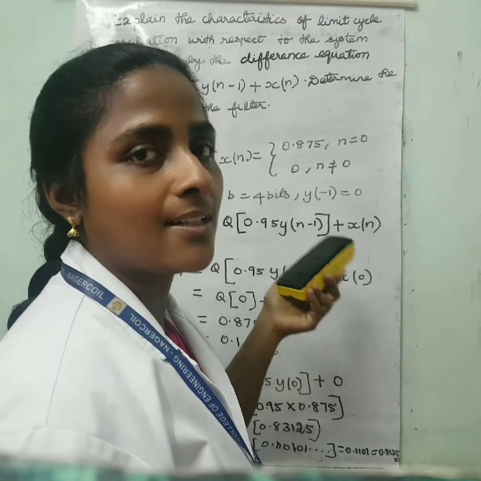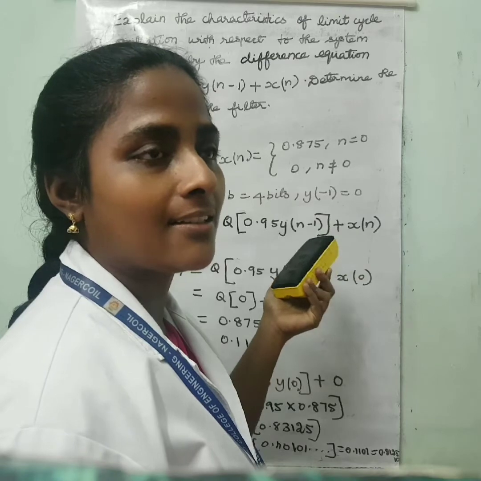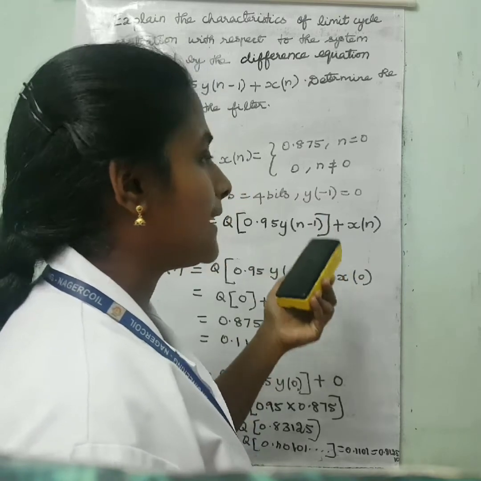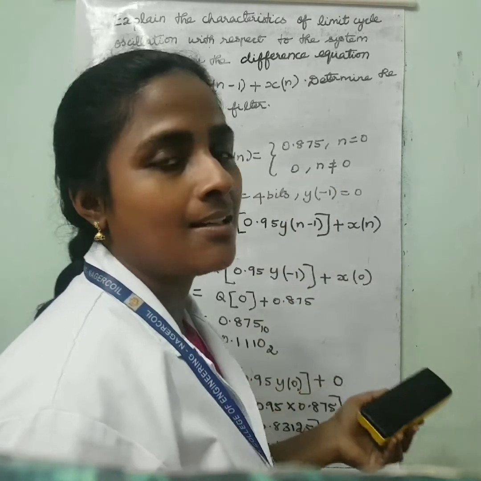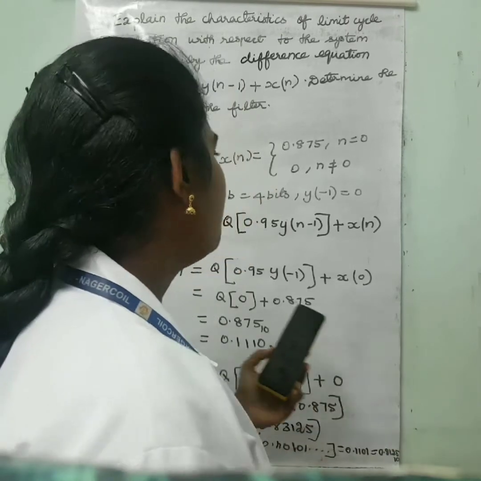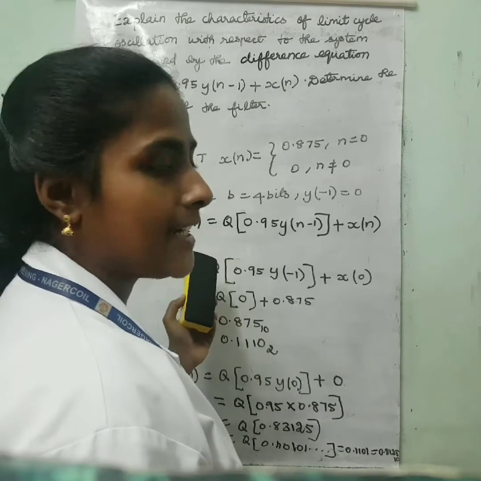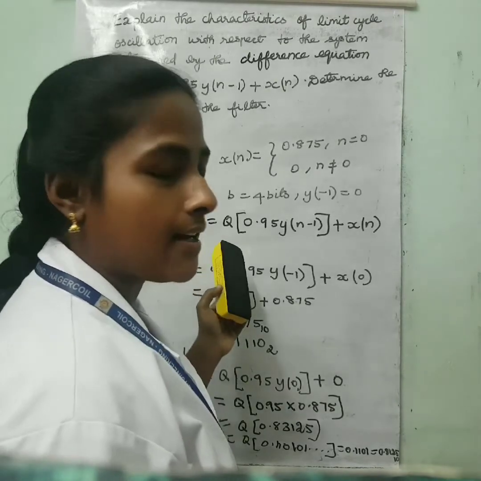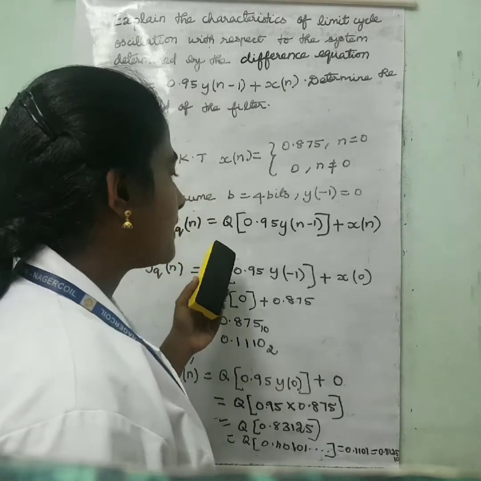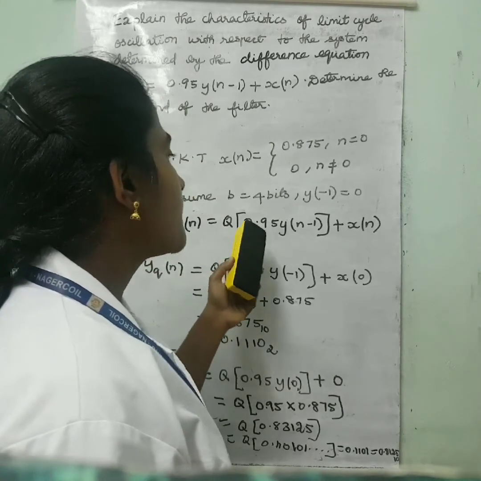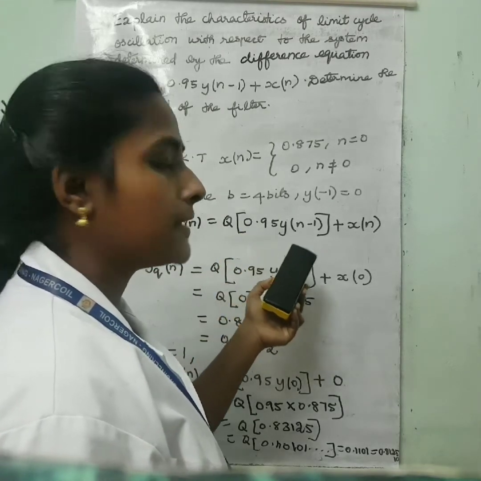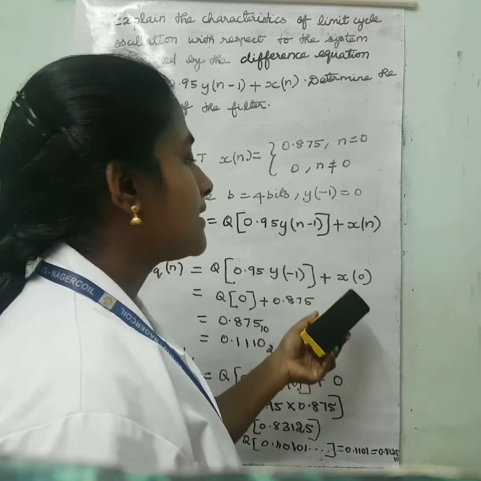Y of minus 1 is 12, or y of minus 1 is minus 12. Like that they will give the value. In the question it is not given, so we are assuming. Okay. Next, yq of n, this formula we have studied already in limit cycle oscillation. Yq of n is equal to q of 0.95 into y of n minus 1 plus x of n.